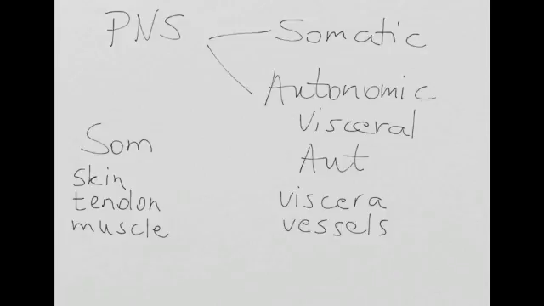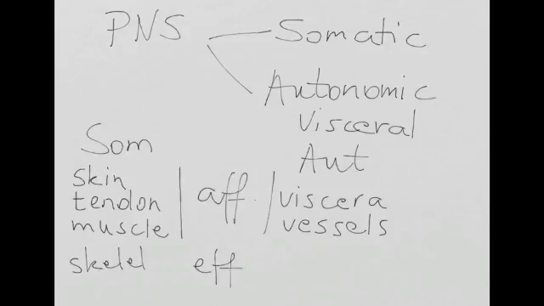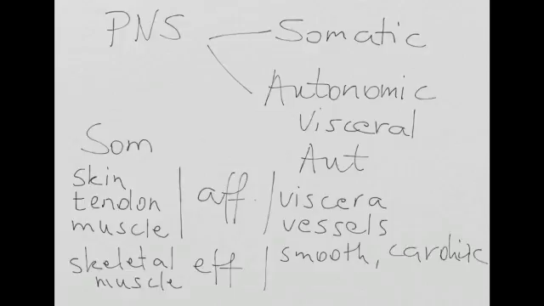The efferent fibers then, so this is afferent, the efferent fibers will go in the somatic system to control the skeletal muscles, while in the autonomic system they will affect the smooth muscles, the cardiac muscle, or glands.